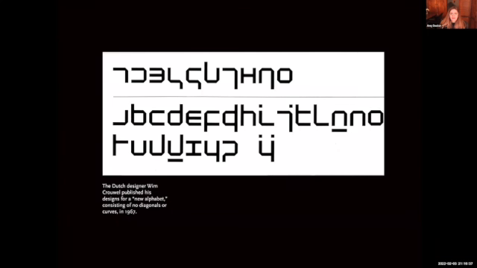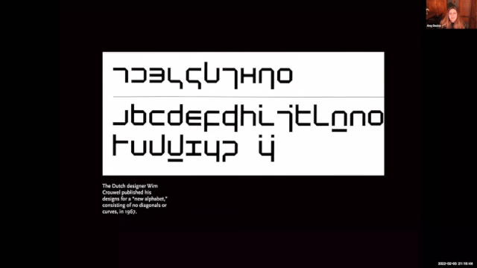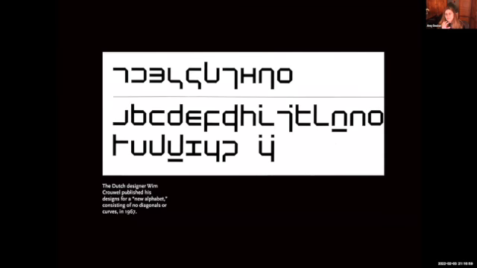Another interesting thing that was happening, now we're moving into the 60s. In the 60s, we're in the space race. We're getting those big rooms full of computers, right? The computers were taking up a whole room. So designers were thinking that there needed to be a new alphabet with no diagonals or no curves, because everything was going to be bitmapped.